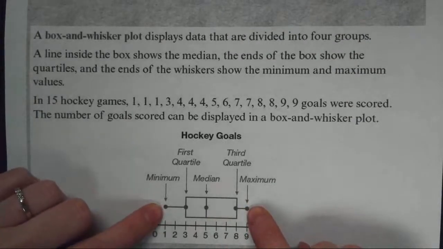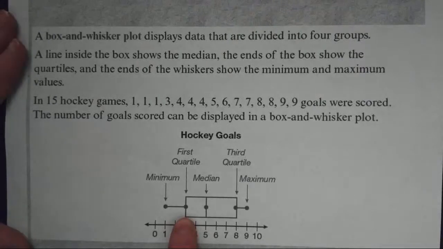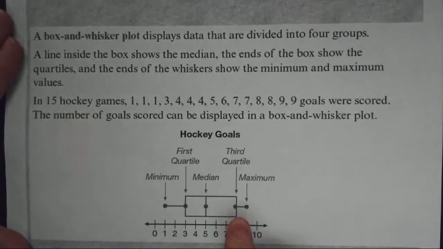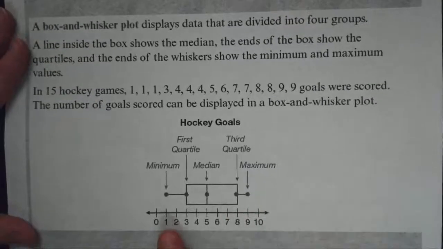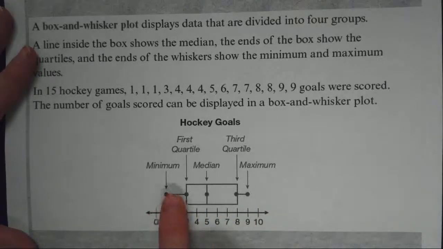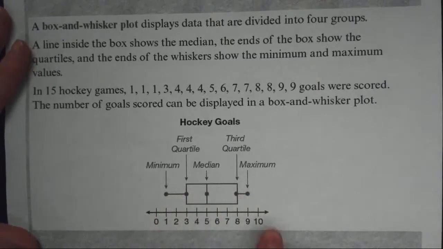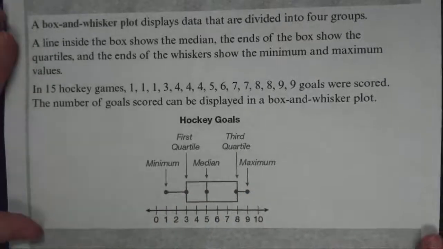The minimum being the smallest number and the maximum being the largest number in the data set. And then in between here we have the first quartile, which is the median of the first half of the data. And on the right side of the box we have the third quartile, which is the median of the upper half of the data, or the right half of the data. So when we create a box and whisker plot, there's a number line, and we find each of these values, the minimum, the first quartile, the median, the third quartile, and the maximum, and we plot them on that line. And again, we're going to talk about that further in class.